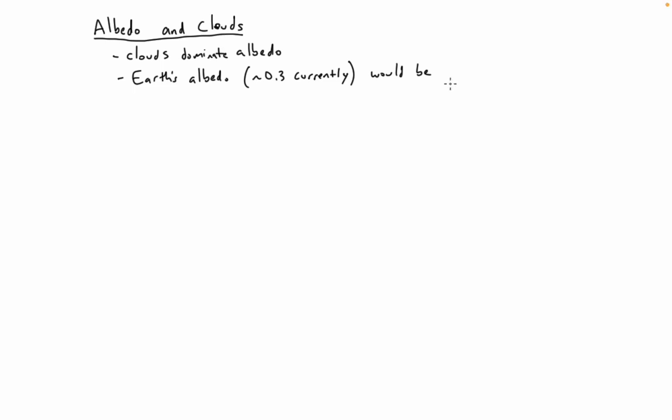Would be, if we didn't have clouds, it'd be around 0.1 without clouds. So 2/3 of the albedo is due to clouds at the moment.